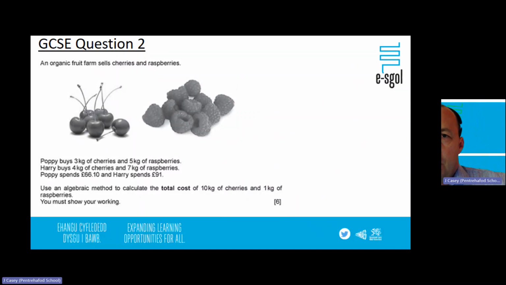So Poppy buys 3 kilograms of cherries and 5 kilograms of raspberries. So I'm thinking C and R for my variables straight away. Harry buys 4 kilograms of cherries and 7 kilograms of raspberries. Poppy spends £66.10. Harry spends £91. Use an algebraic method to calculate the total cost of 10 kilograms of cherries and 1 kilogram of raspberries. You must show your working. So we have to find the value of 1 kilogram of each.